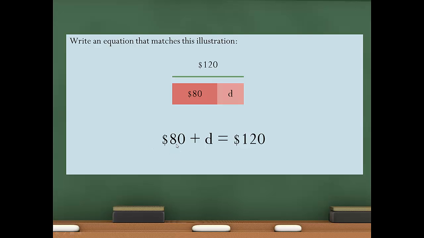One of those answers is 80 plus D equals 120. You could have also turned it around and said 120 minus 80 equals D, or 120 minus D equals 80. Any of those three equations would have been totally correct to describe this model.